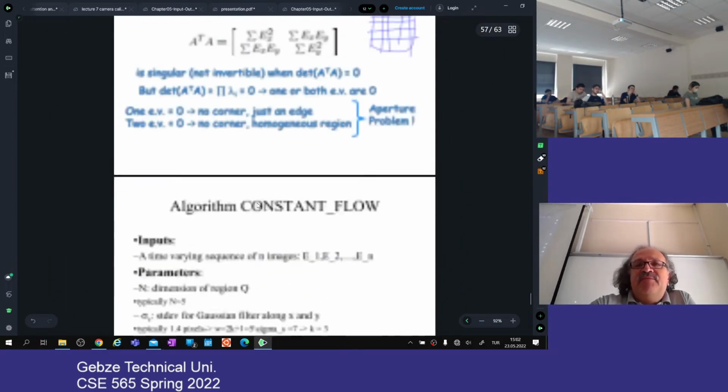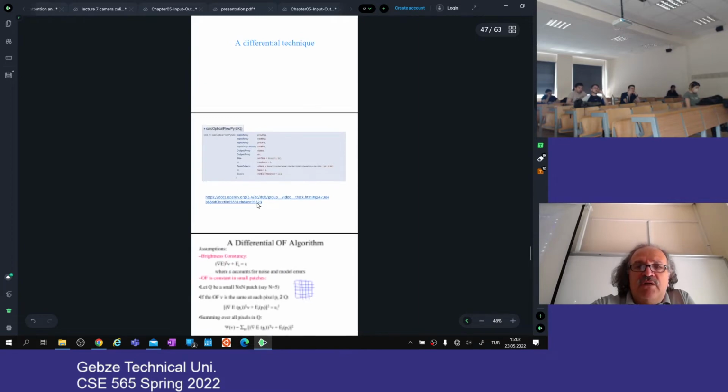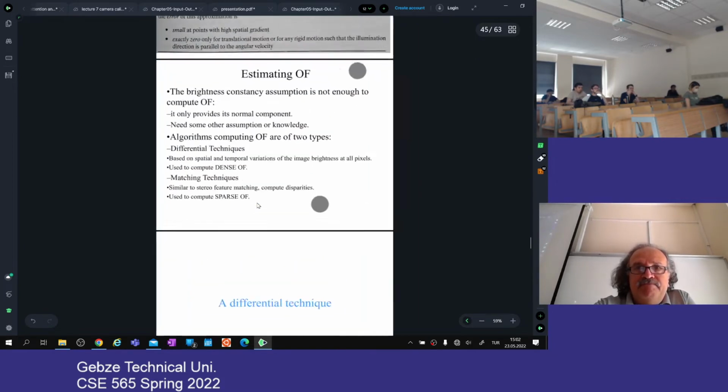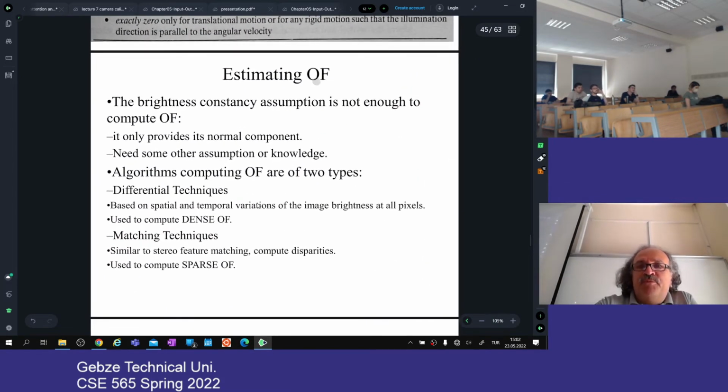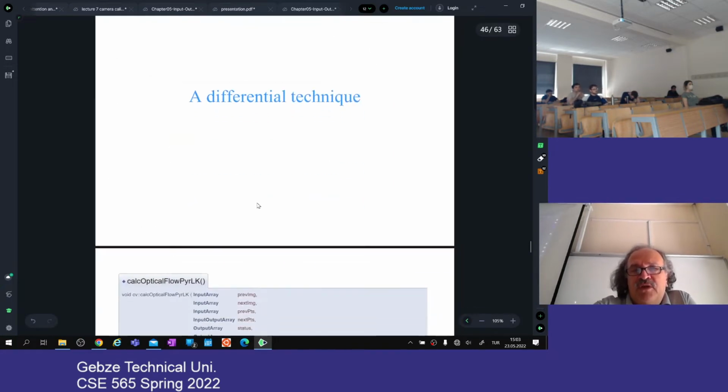Again, remember what we said to calculate the optic flow. We have two methods. One is a differential technique that uses this technique. The other one is the matching techniques, like we did with the stereo feature matching. You calculate features from images, and then you match those features, and after the matching, you have the motion field vectors or optic flow vectors. Then you estimate the shape of the objects.